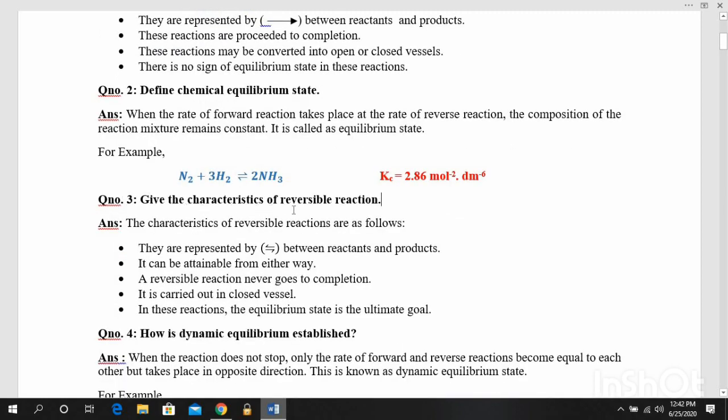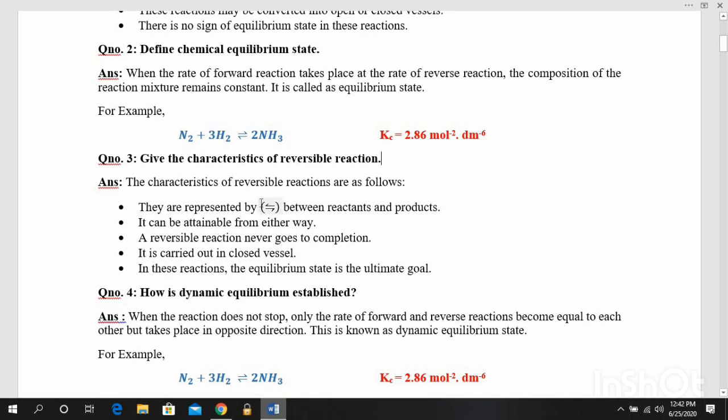Okay, question number 3: give the characteristics of reversible reactions. Now we are going to discuss the characteristics of reversible reactions. These are represented by a double-headed arrow between the reactants and products. Equilibrium can be attained either from the reactants or from the products. A reversible reaction never goes to completion. In these types of reactions you will never get a final product, because they never go to completion.